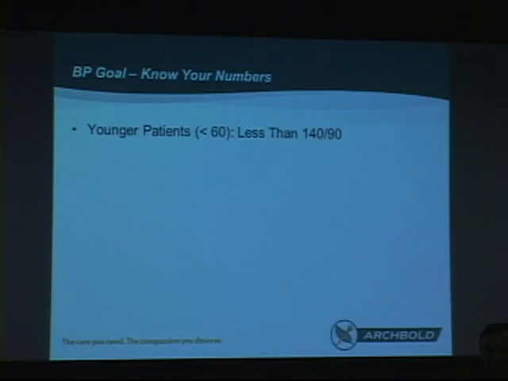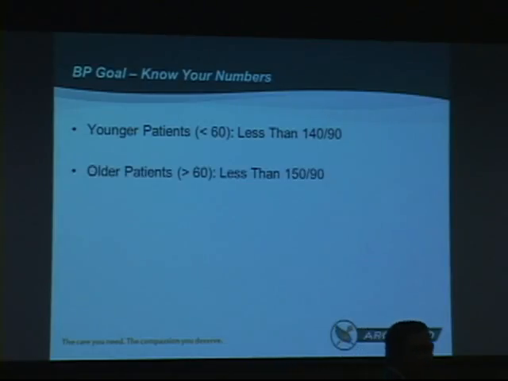Younger patients, less than age 60, your blood pressure goal should always be less than 140/90. I'm sure everybody's thinking, that's not the 130/80 I heard about. That's not the 120/80 I heard about. Well, because we found out that more and more people, if we do this type of goal, they do better. They have fewer high blood pressures, okay? And that's why we changed the guidelines.